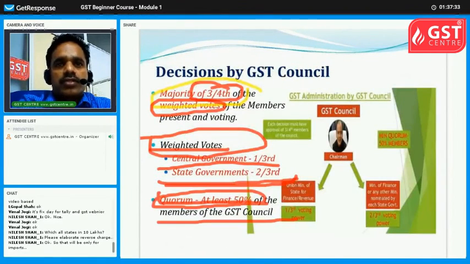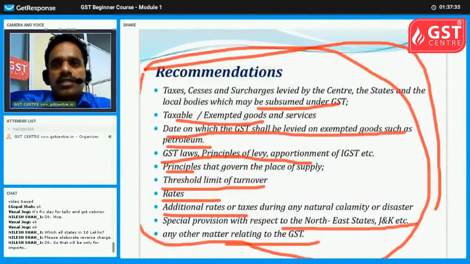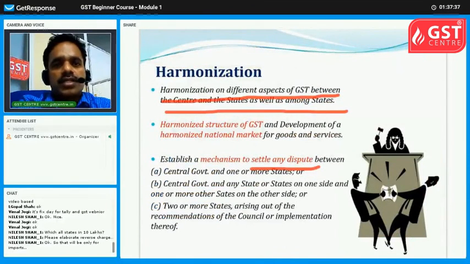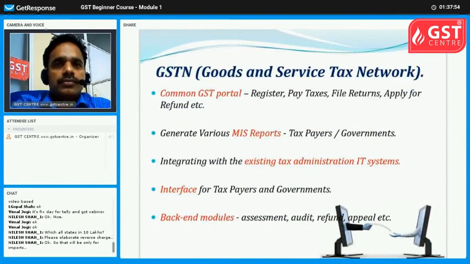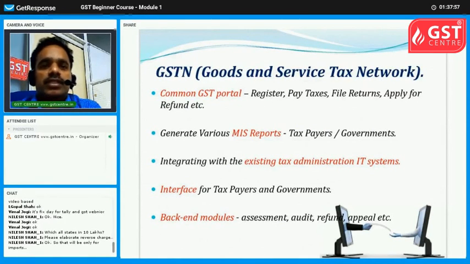That was a small PPT: Constitution of the GST Council, decisions by the GST Council, what the recommendations are, and how harmonization will be ensured. And the last PPT for the first chapter is the GST Network. What is meant by GST Network? GSTN, Goods and Services Tax Network. It is a common GST portal.